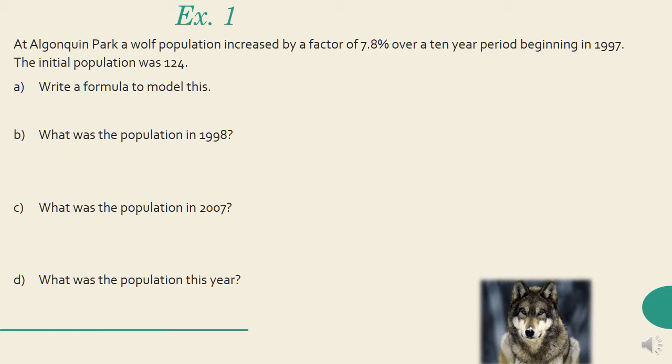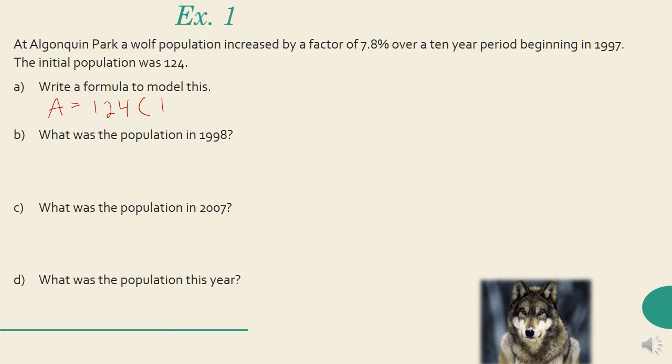Our first example. At Algonquin Park, a wolf population increased by a factor of 7.8% over a 10-year period beginning in 1997. The initial population was 124. Write a formula to model this. So we're going to stick with our format. A equals. Now P stands for the starting amount. What was the starting amount? Well, it tells us the initial population was 124, and then 1.